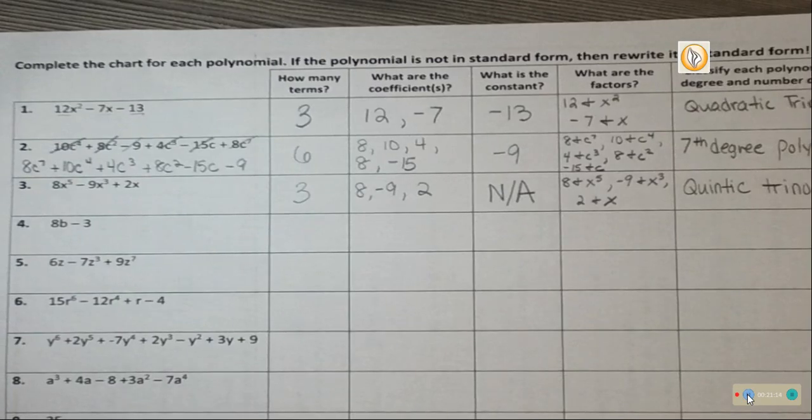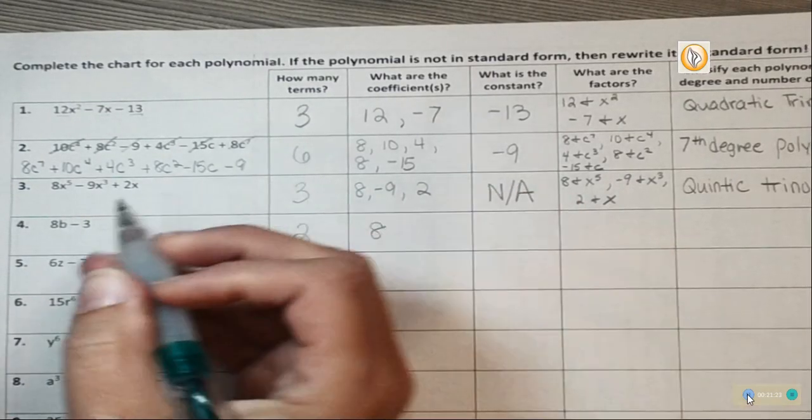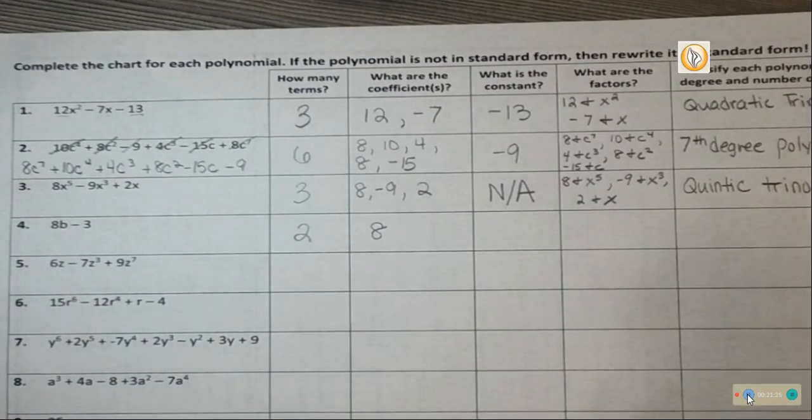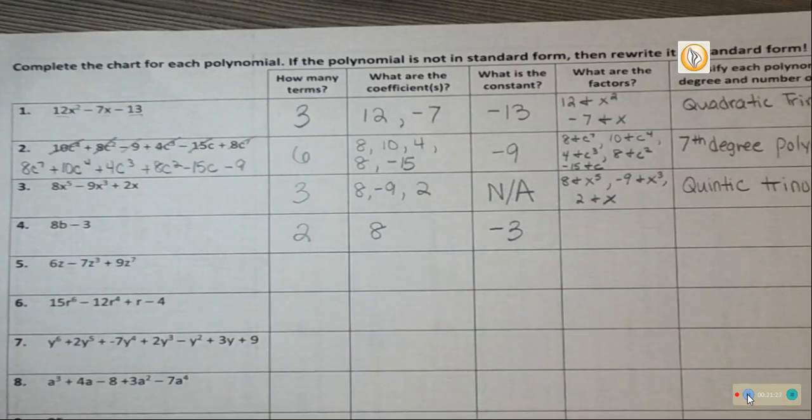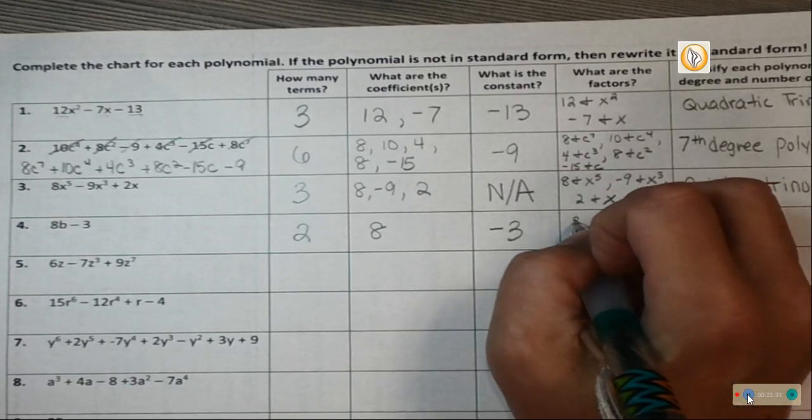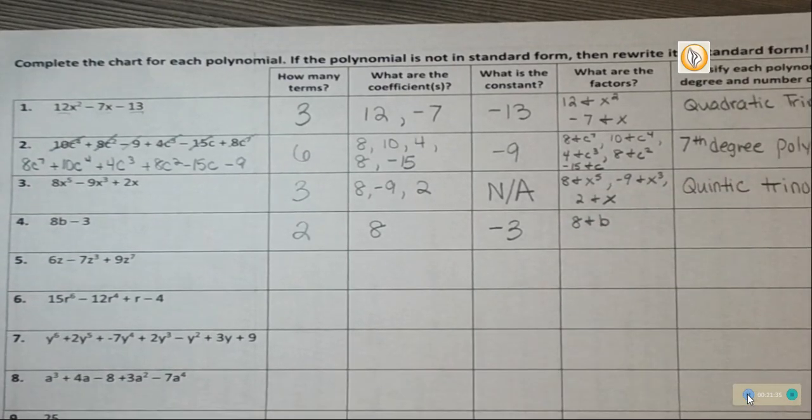All right. Number 4. How many terms you got? 2. All right. What are your coefficients? 8. Just an 8. Very good. That's the only thing that's got a variable. What's your constant? -3. Okay. Do you have any factors? Yes, what would that be? 8 and b. That's the only things getting multiplied together.